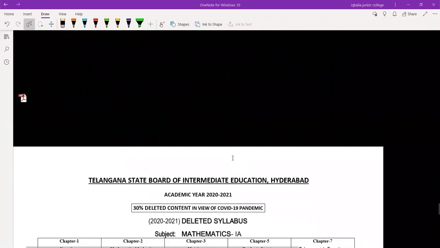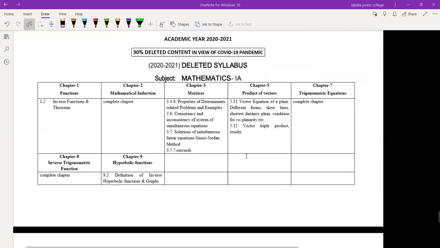Okay, so here I have one PDF to show you. See here, in the first chapter, inverse function and theorems are deleted from our syllabus, and chapter 2 is completely deleted. Okay. Now, in the third chapter, we are in the third chapter on matrices. So in matrices, property of determinant related problems and examples are deleted.